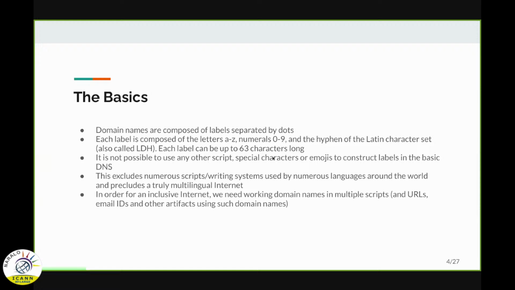But for an inclusive, truly multilingual internet, we need working domains in multiple scripts. Domain names also imply URLs, email IDs, and other artifacts that we create out of these domain names. So this is the big picture of why we want to think of IDNs, because they are a hell of a bother, actually. And the true reason why we've not done it even after 10 years is that it is complex.